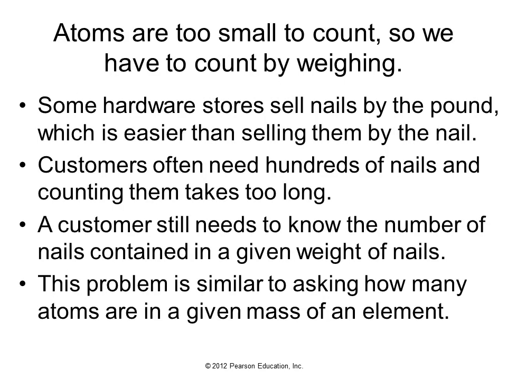Atoms are way too small to count, so we have to count by weighing. An example of this is hardware stores sell nails by the pound, which is easier than selling them by the nail. Customers often need hundreds of nails, and counting them takes too long. A customer still needs to know the number of nails contained in a given weight of the nails. This problem is similar to asking how many atoms are in a given weight of an element.